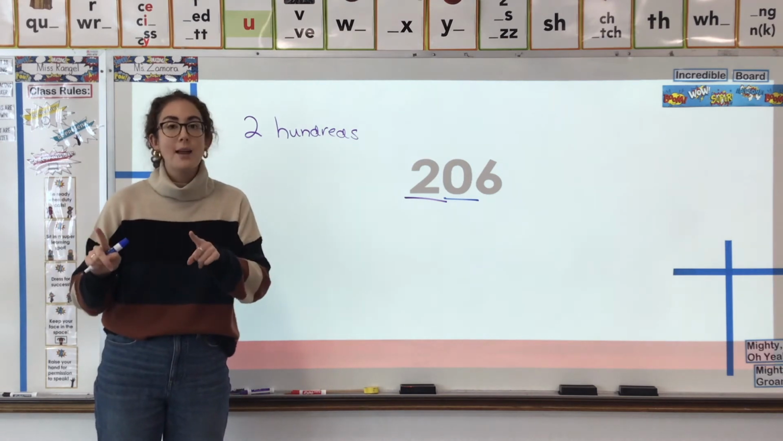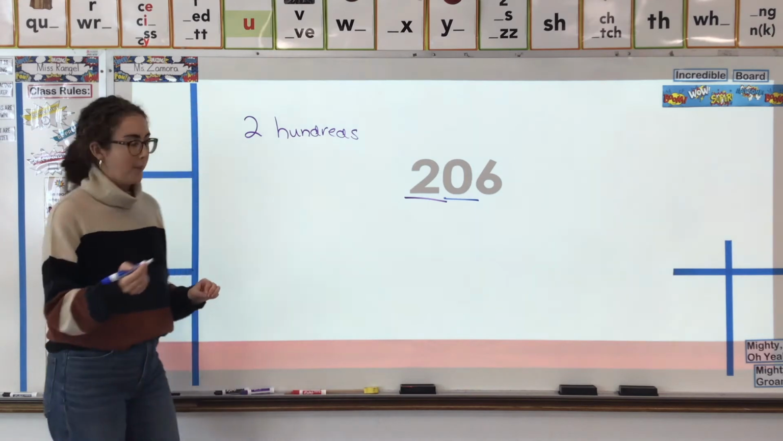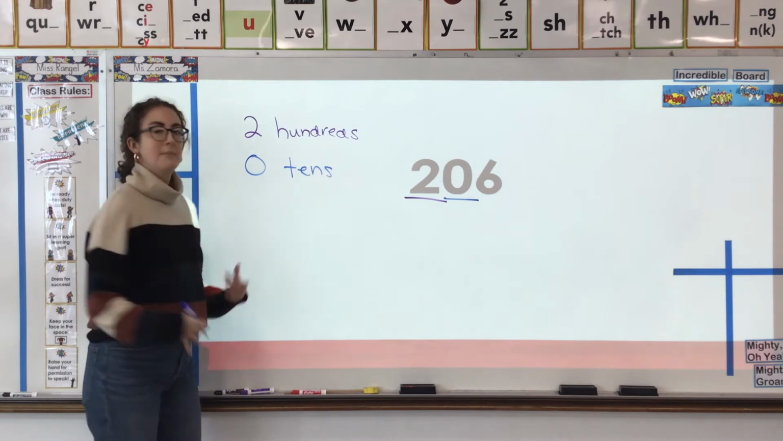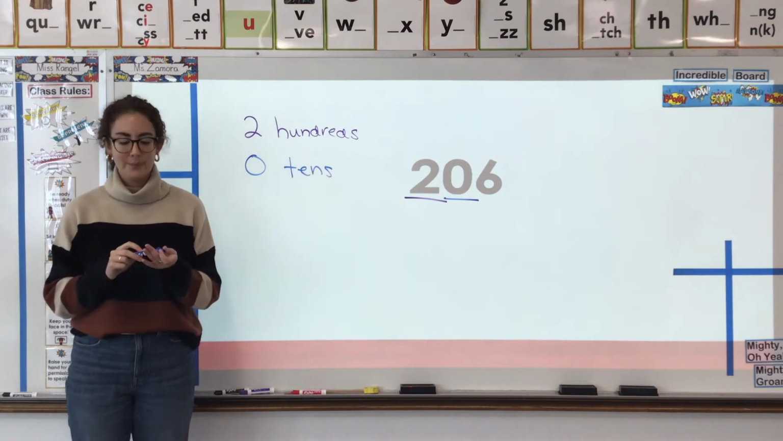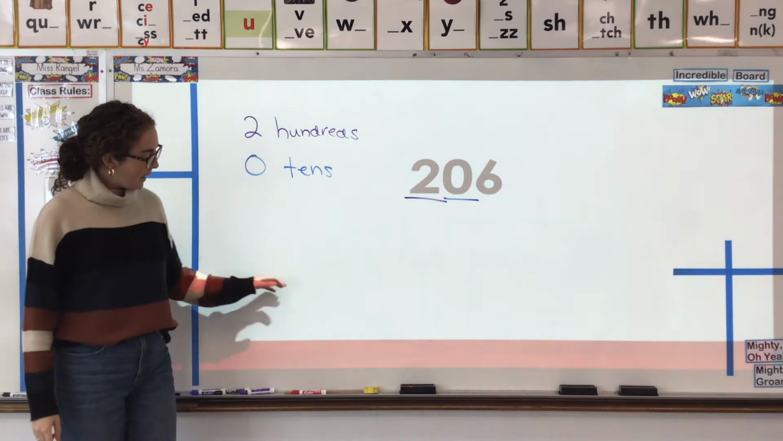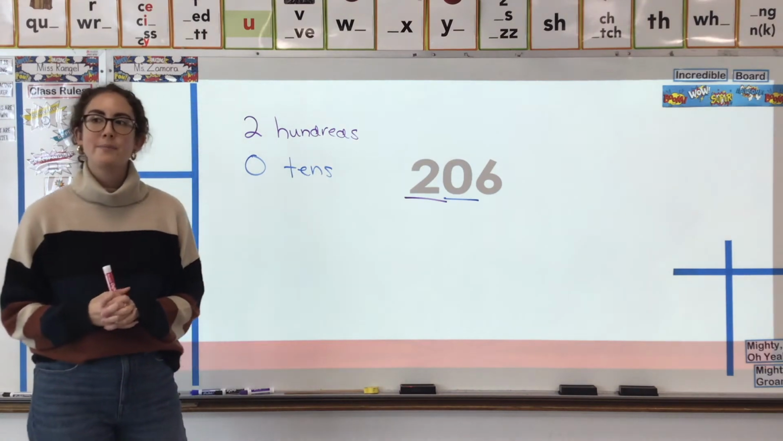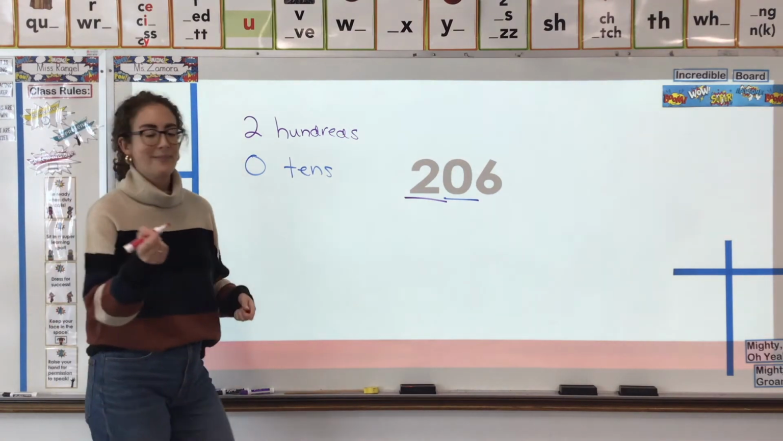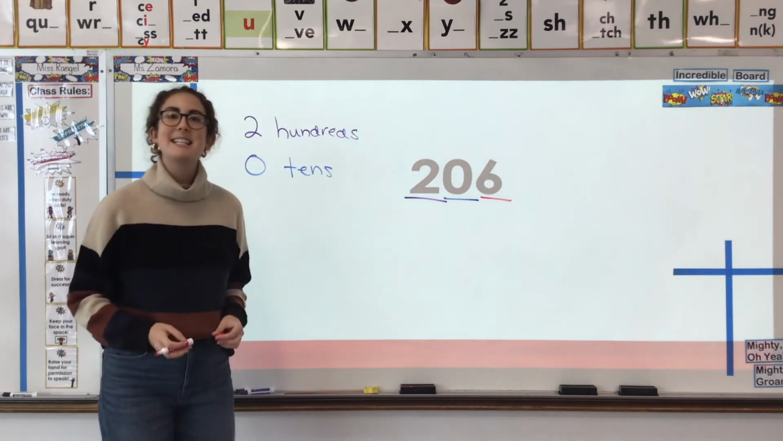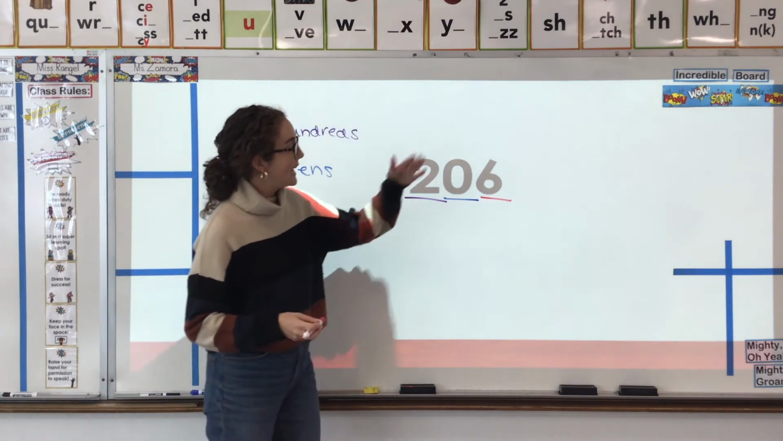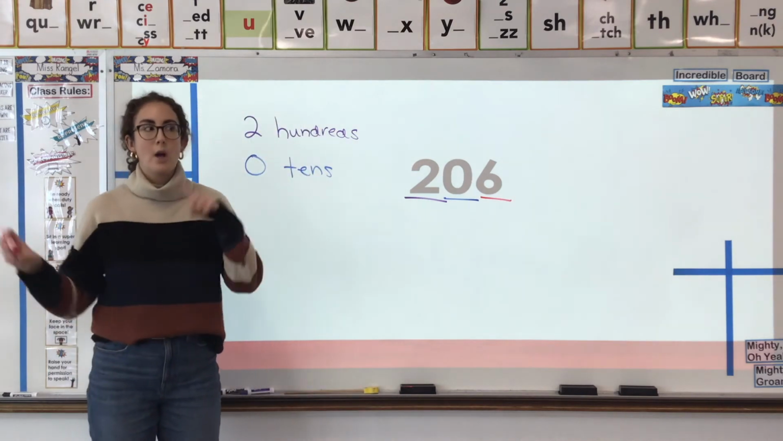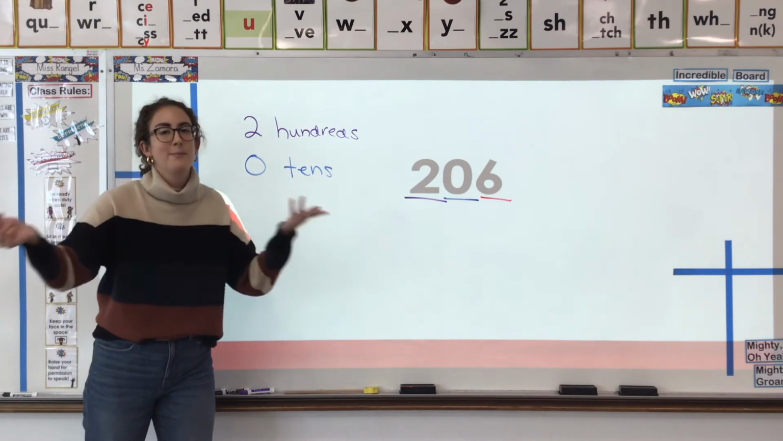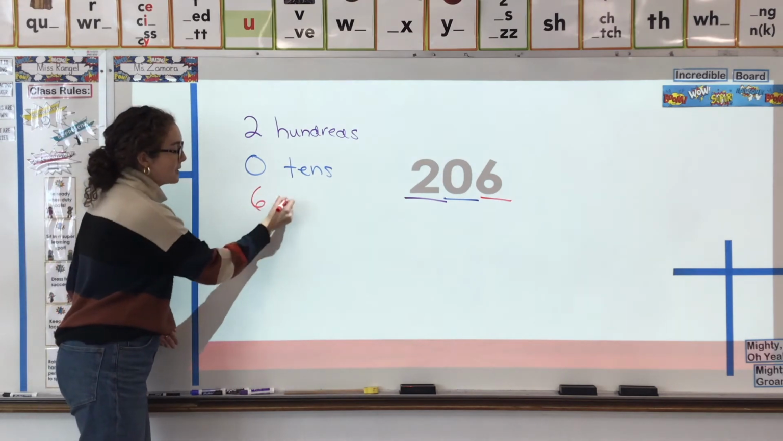But even though there's none, we still need to write it out in our unit form. So we're going to write that there's 0 tens. We still want to mark it down. Okay, what about the ones place? What digit is in the ones place? The 6. Last but not least, the 6. So if we see a 6 in the ones place, it also tells us how many groups of ones are there? 6. There are 6 ones.